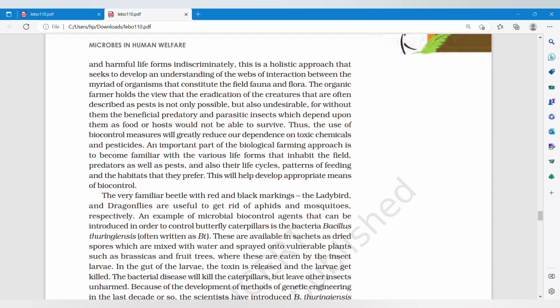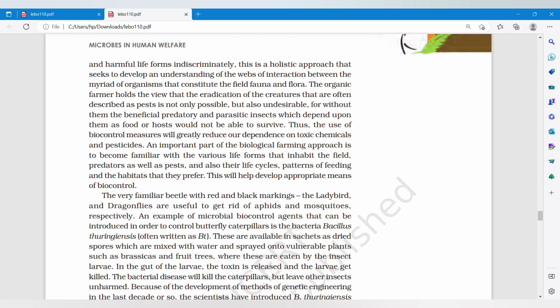The organic farmer holds the view that the eradication of the creatures that are often described as pests is not only impossible but also undesirable, for without them the beneficial predatory and parasitic insects which depend upon them as a food or as a host would not be able to survive. Thus the use of biocontrol measures will greatly reduce our dependence on toxic chemicals and pesticides.